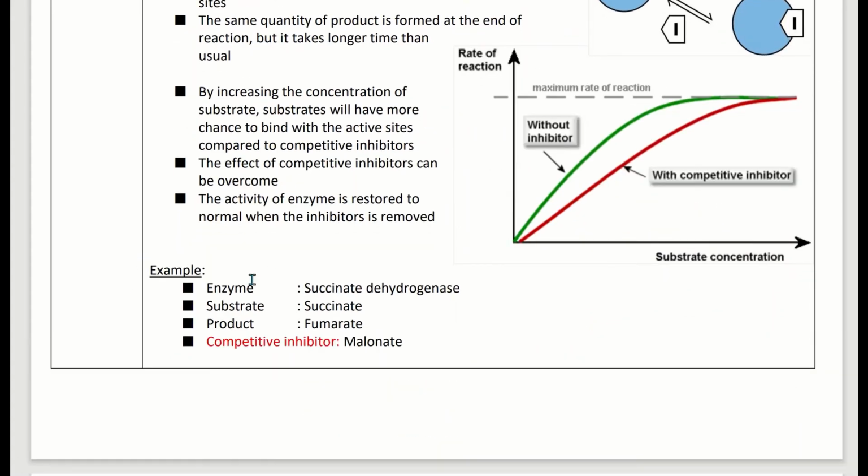Okay, so ada bagi example dekat sini, contoh enzim succinate dehydrogenase. Substrate kita succinate. Saya ajar tadi cara namakan enzim. Succinate ni dia punya substrate.